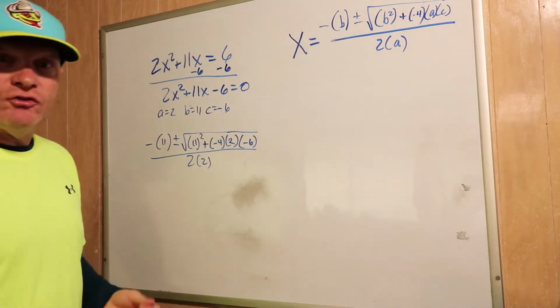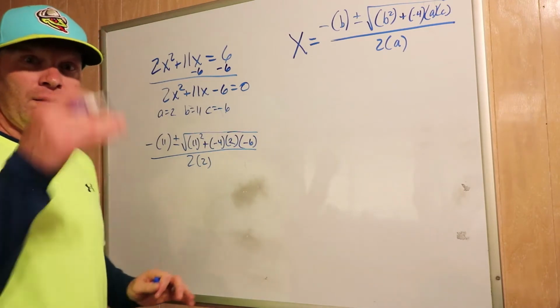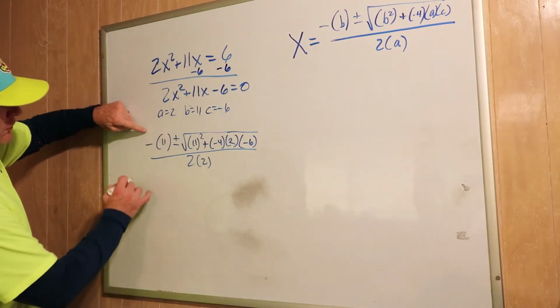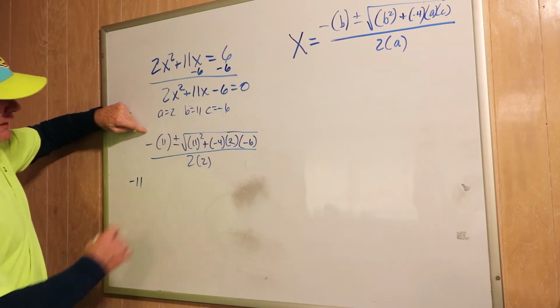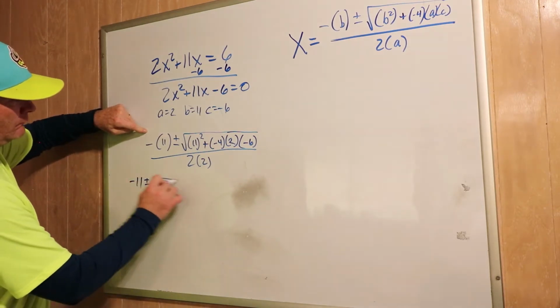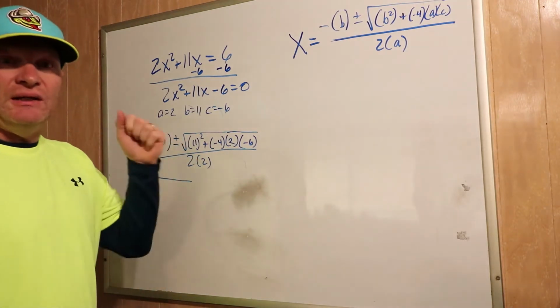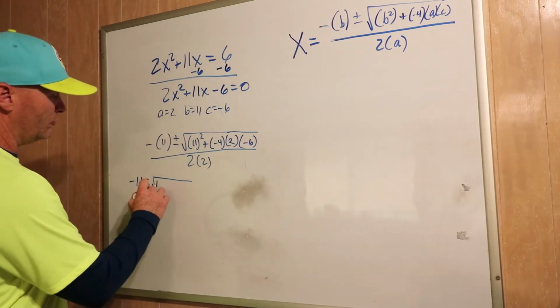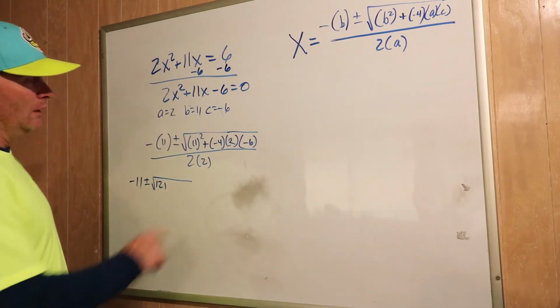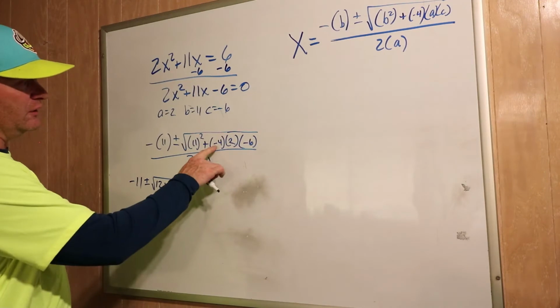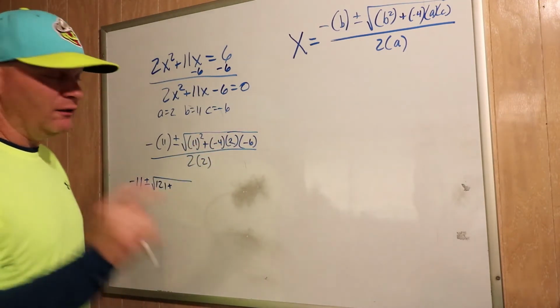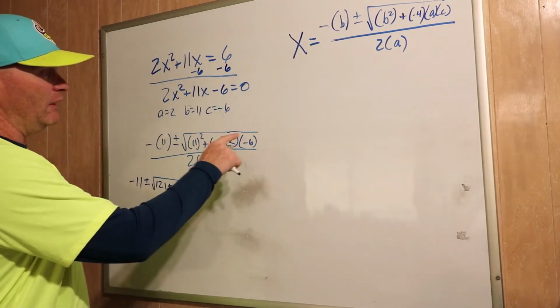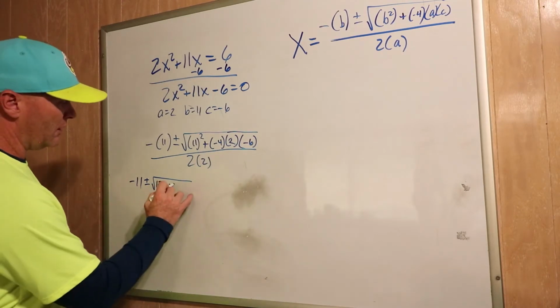And then we're going to start simplifying, and this is where mistakes started happening, okay? So negative 11 is just negative 11. 11 squared means 11 times 11, which is 121. And then plus, let's see, negative 4 times 2 is negative 8. Negative 8 times negative 6 is positive 48.